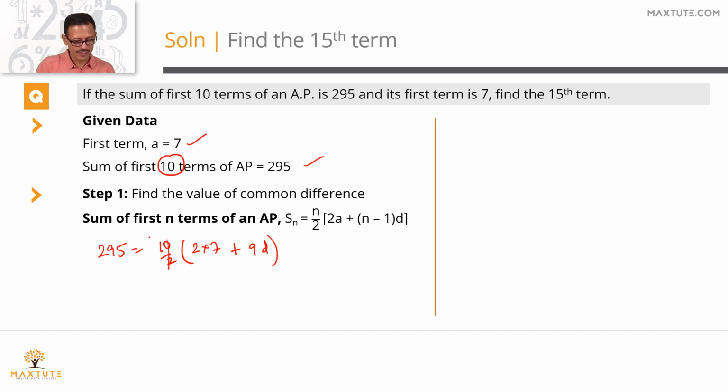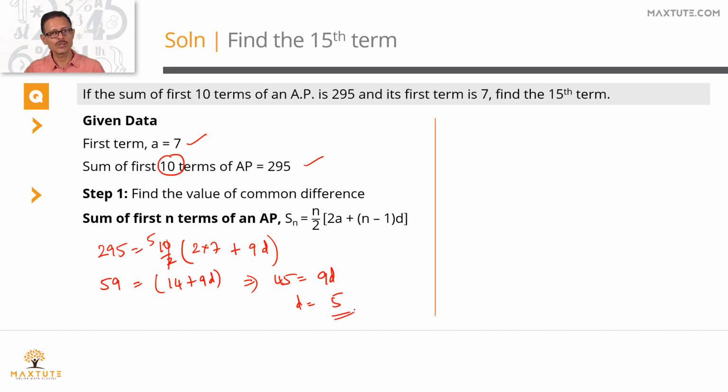10 by 2 is 5. Divide both sides of the equation by 5. Left hand side becomes 59. The 5 will get cancelled. And then we'll be left with 14 plus 9d. Take the 14 to the left hand side. 45 is equal to 9d, which means d is equal to 45 by 9, which is equal to 5. So step 1, we have computed the common difference.